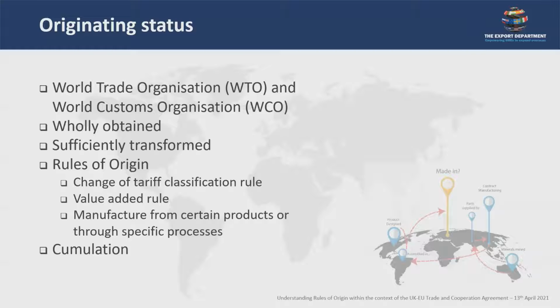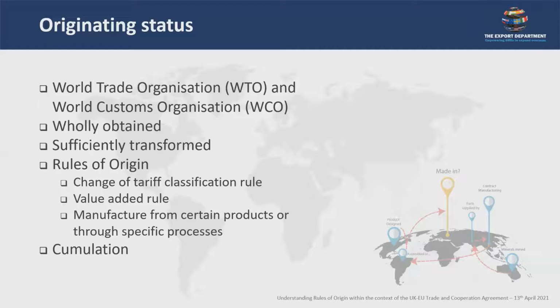And we see that a lot in the textiles industry. So those commodities that fall within chapters 50 to 63 of the tariff, a lot of them are subject to this manufacture from certain products or through specific processes rule. But then we also have what's called cumulation as well, and this allows for the originating products of country A to be further processed or added to products originating in country B, as if they'd originated in country B.